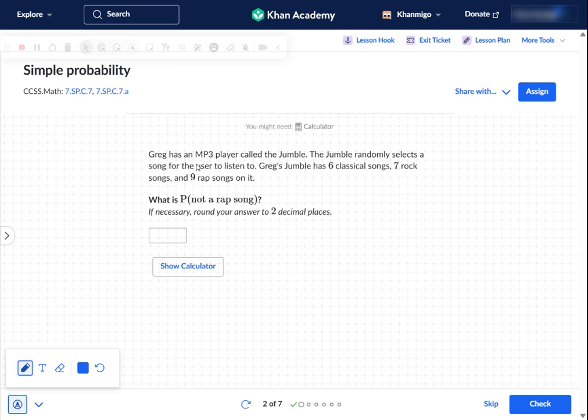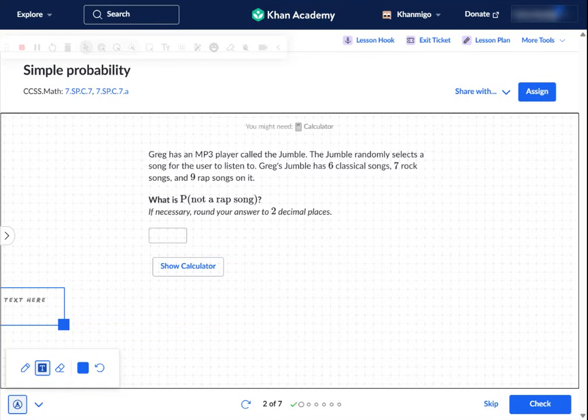So in this example, Greg has an MP3 player called The Jumble. The Jumble randomly selects a song for the user to listen to. Greg's Jumble has 6 classical songs, 7 rock songs, and 9 rap songs on it. We would like to find the probability that it's not going to be a rap song and round our answer to 2 decimal places.